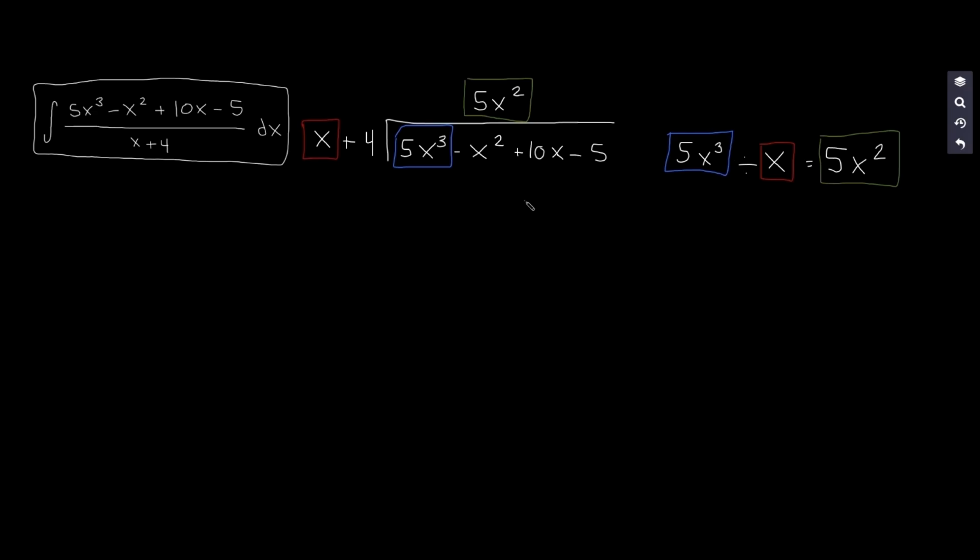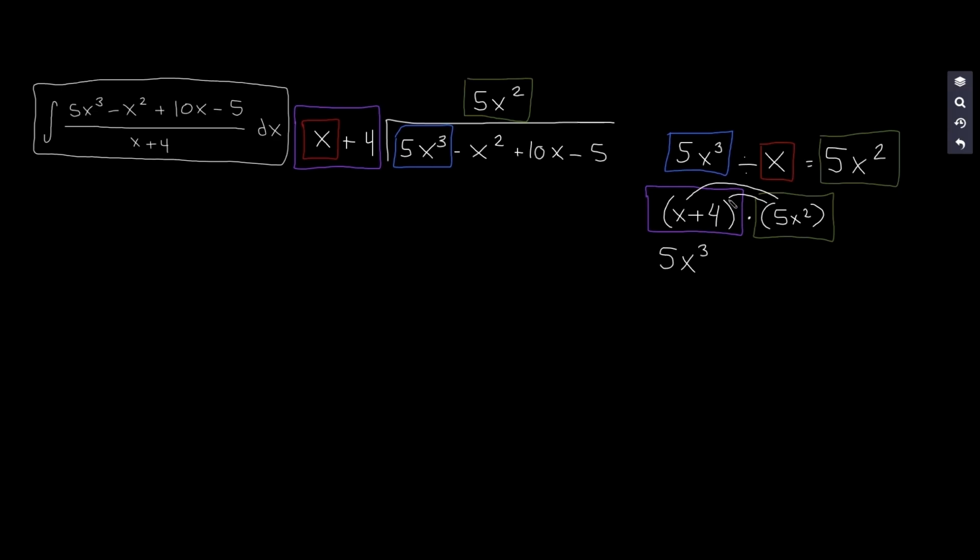Now what we have to do is multiply 5x squared to the divisor. We're multiplying these together. The divisor is x plus 4, and the full thing is going to be surrounded in this purple pink color. And we're multiplying it to 5x squared, which is surrounded in green. 5x squared times x is going to be 5x cubed. 5x squared times 4 is going to be 20x squared. What we're going to do now is subtract 5x cubed plus 20x squared from the dividend. So we're subtracting.